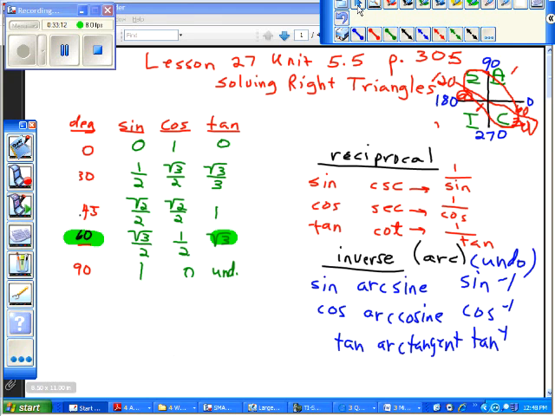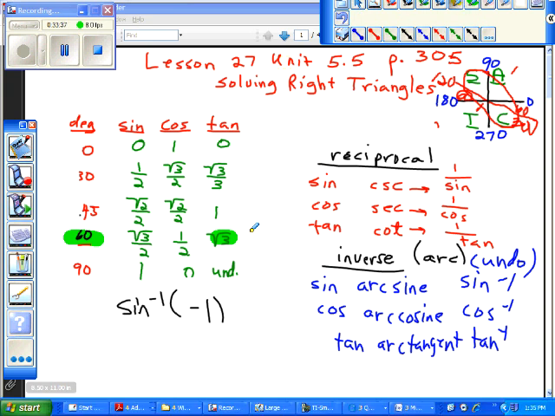All right, let's just throw one more out, and then we're going to stop and let our brains rest for a second. So let's say that we had the inverse sine of negative 1. I'm going to put this in the inverse sine of negative 1. So we're thinking, what are we thinking?